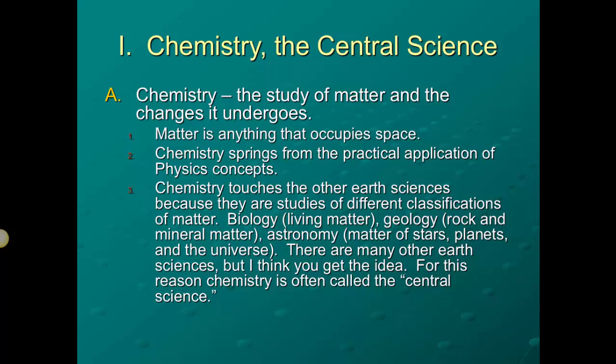These are all examples of matter. Chemistry takes the equations that they figure out in physics and applies them to matter. It touches all the other earth sciences because those study various subsets of matter. So, for example, biology is the study of living matter. Geology is the study of rocks and mineral matter. Astronomy is studying the matter of stars, the atmosphere, the planets, the universe. There are many other earth sciences, but I think you get the general idea. They're all going to involve matter, and because of that, they often call chemistry the central science.